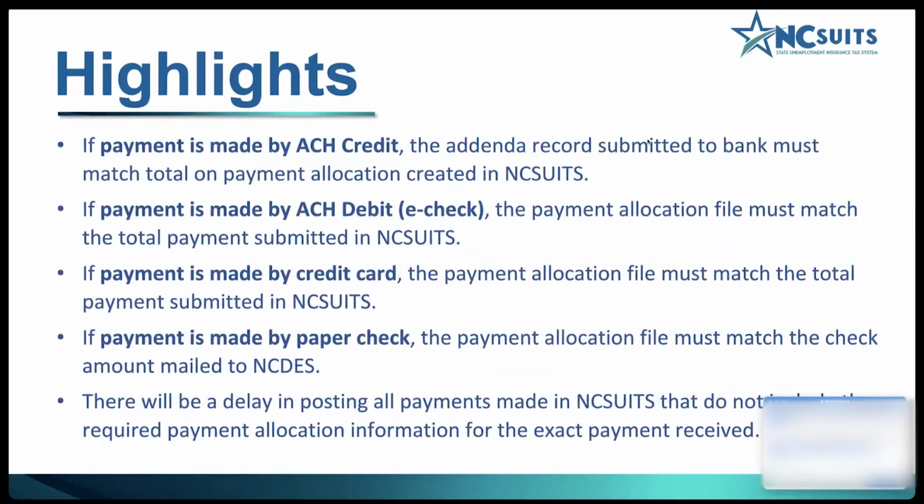If a payment is made by ACH credit, the addenda record submitted to banks must match the total on the payment allocation created in NC Suits. If a payment is made by ACH debit or e-check, the payment allocation file must match the total payment submitted in NC Suits. If a payment is made by credit card, the payment allocation file must match the total payment submitted in NC Suits. If payment is made by paper check, the payment allocation file must match the amount mailed to the North Carolina Division of Employment Security.